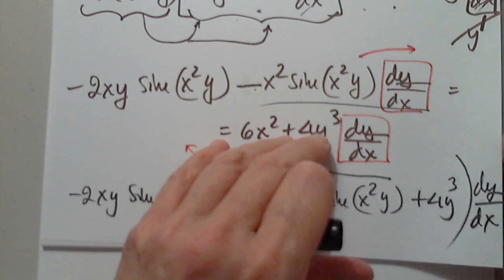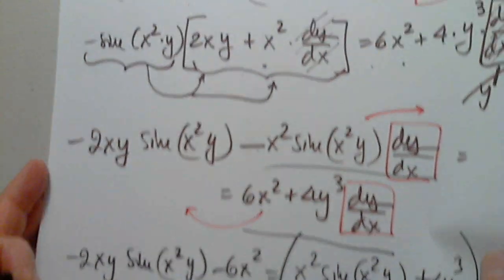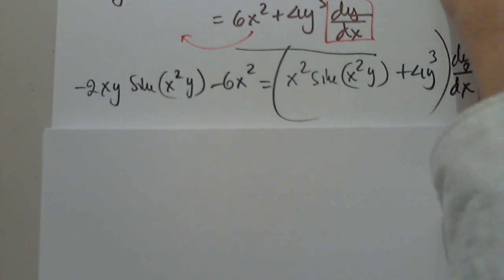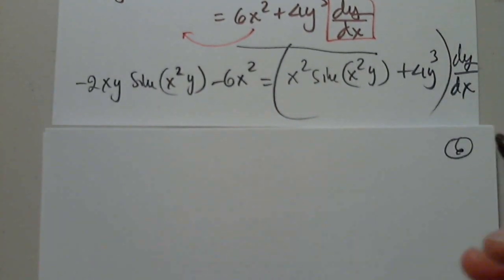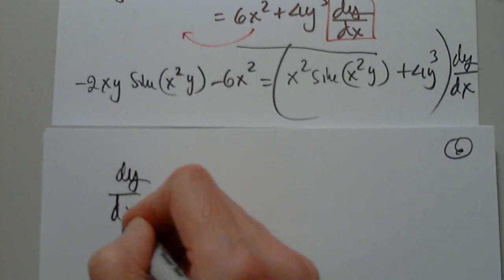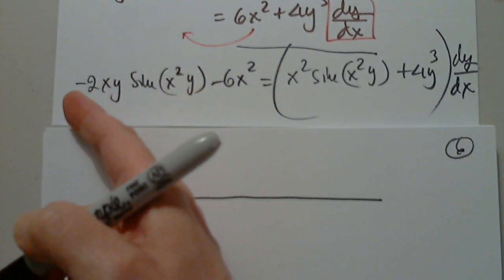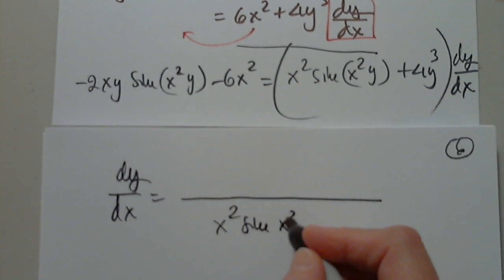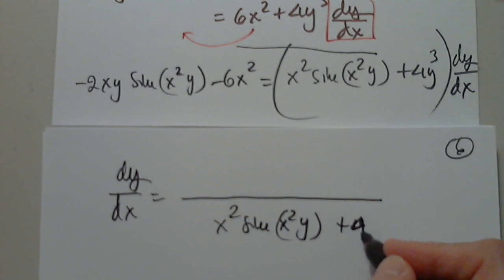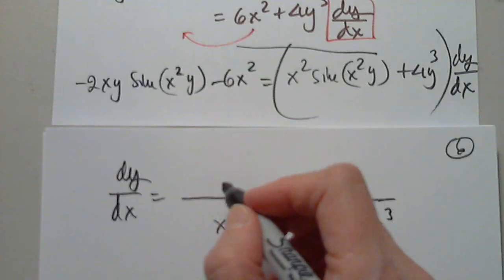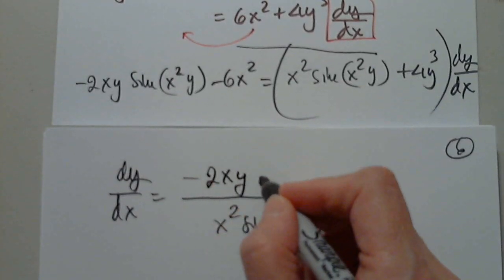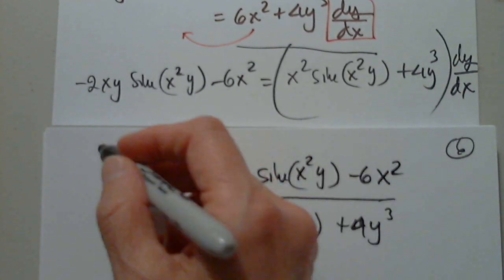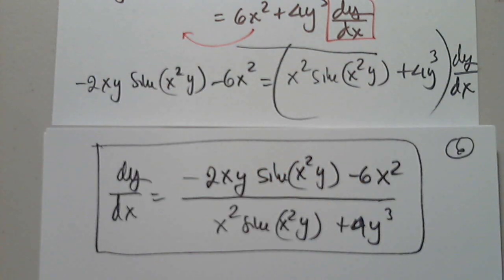So then finally, in order to find dy over dx, all I have to do is divide. So on my page 6, I have dy over dx is all this over all this. So x squared sine x squared y plus 4y cubed, and the numerator negative 2xy sine x squared y minus 6x squared. And that's it.